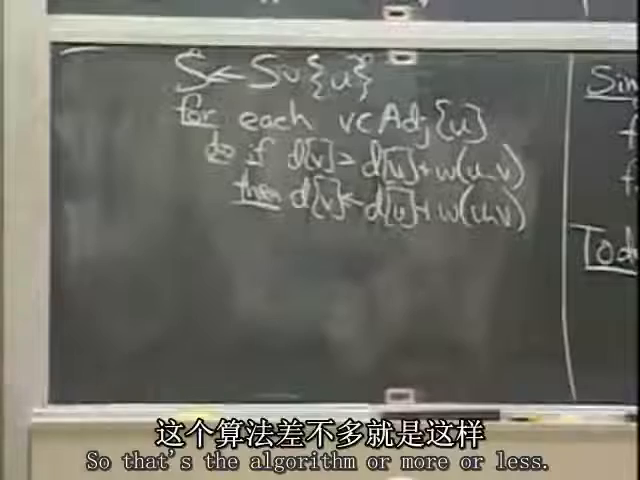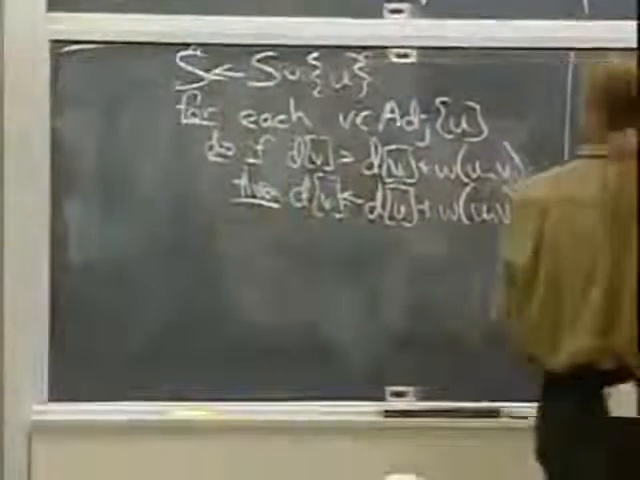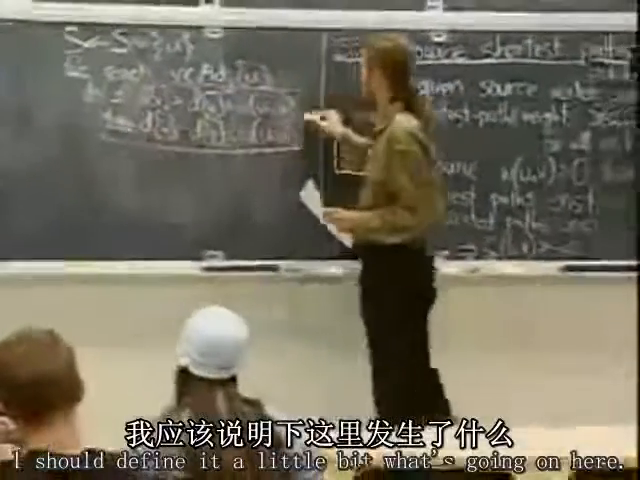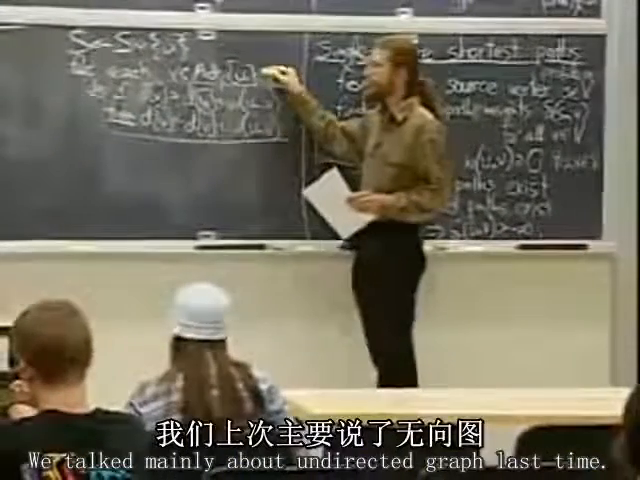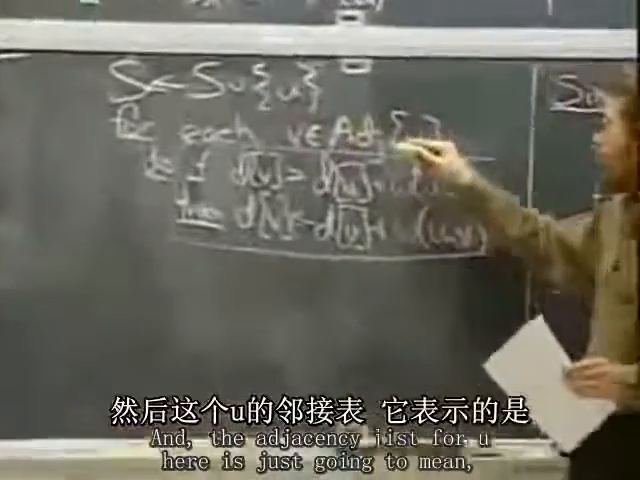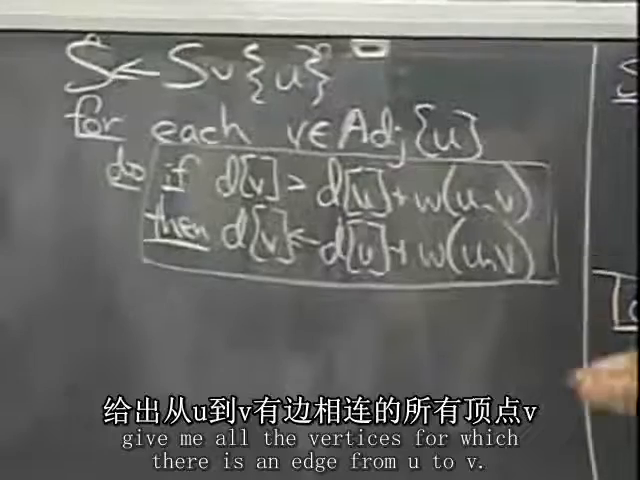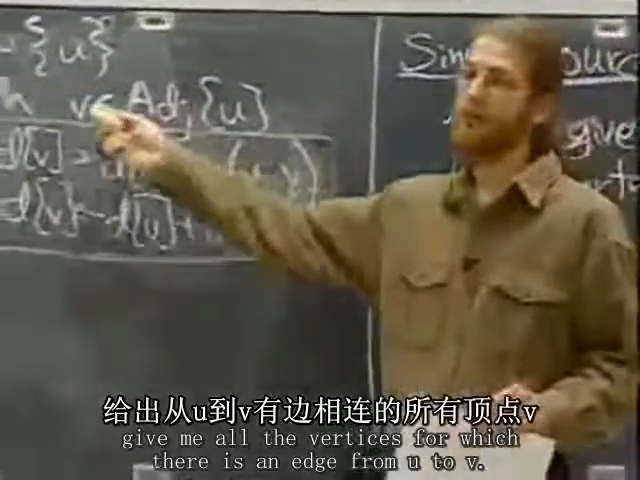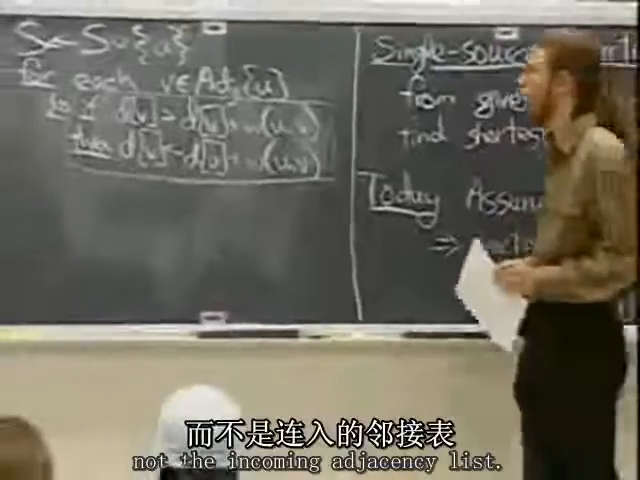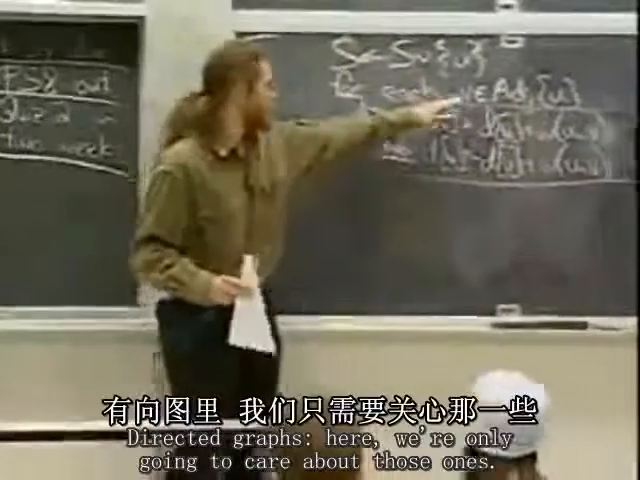So that's the algorithm, more or less. This is the key. I should define a little bit what's going on here. We talked mainly about undirected graphs last time. Here we're thinking about directed graphs, and the adjacency list for u here is just going to mean all the vertices v for which there is an edge from u to v. So this is the outgoing adjacency list, not the incoming adjacency list. Undirected graphs, you list everything. Directed graphs, here we're only going to care about those ones.